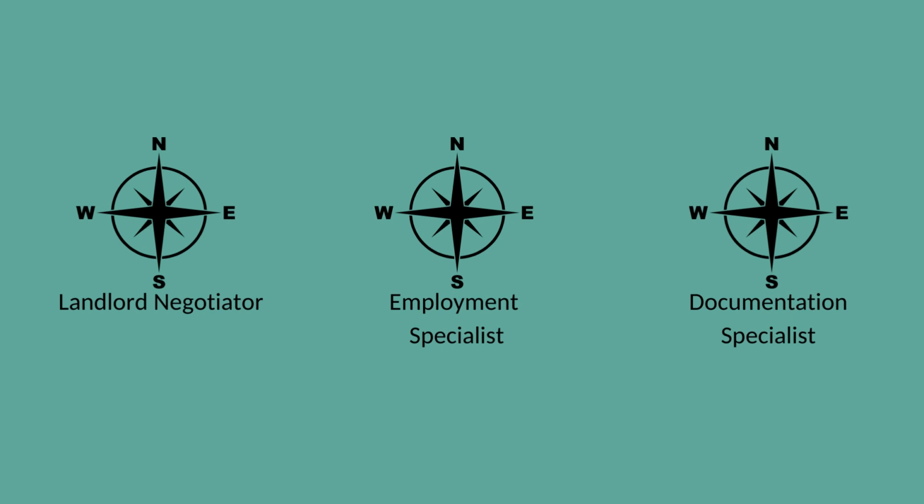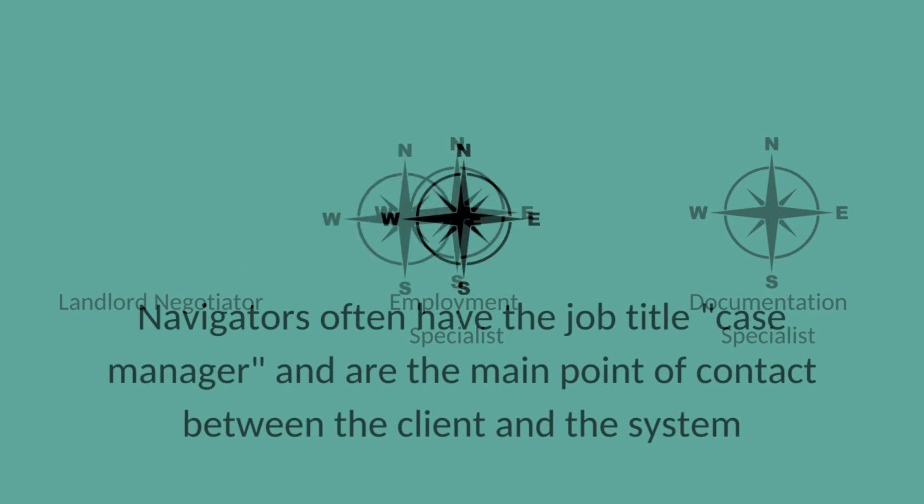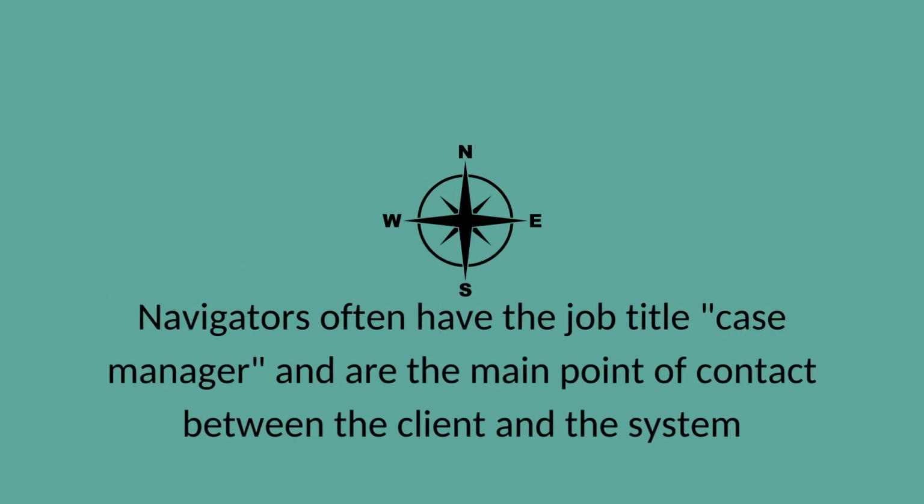Sometimes it might make sense to have different navigators with expertise working in different areas of the system. For example, a navigator that helps clients apply for housing programs may be different from the one that helps clients negotiate with landlords. The navigator, often with the job title case manager, serves as the main point of contact for targeted individuals once they are matched to eligible housing opportunities.